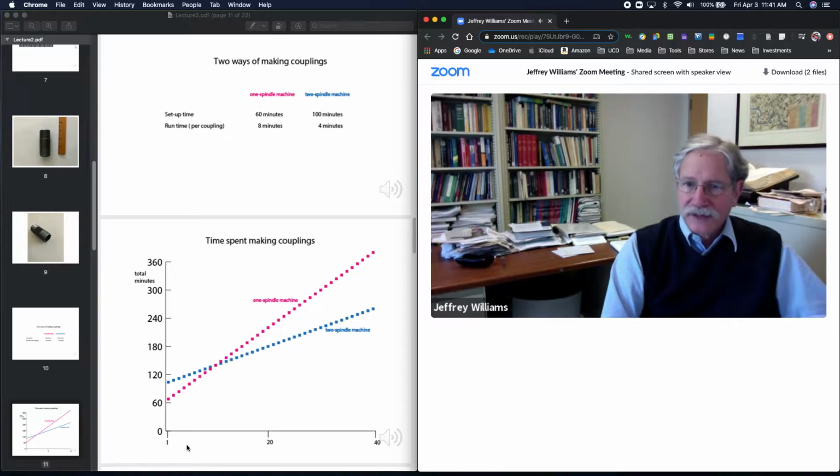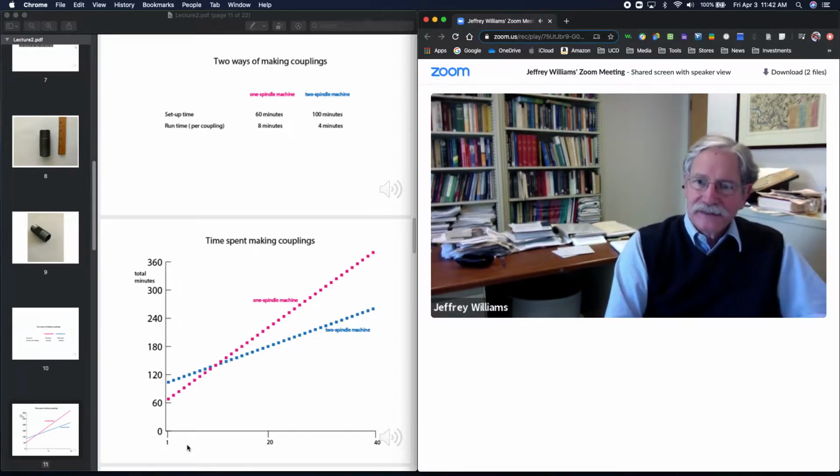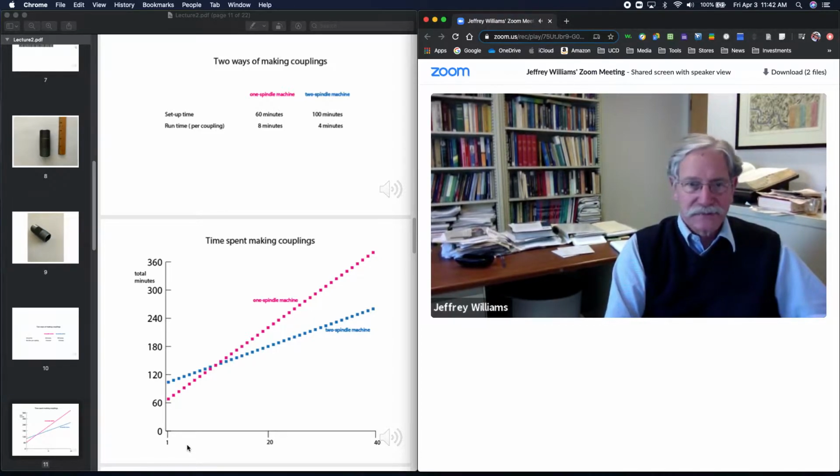The slope of these lines is the run time, which is less for the two spindle machine by the way I've constructed it, in fact, half. Why have I used little squares instead of a nice straight line, even on these straight lines? Well, because it's hard to imagine making 20.5 or 20.3 couplings. You either make a whole coupling or not, so technically they're integers, and so I want to emphasize that. But of course, we could have just used a line.